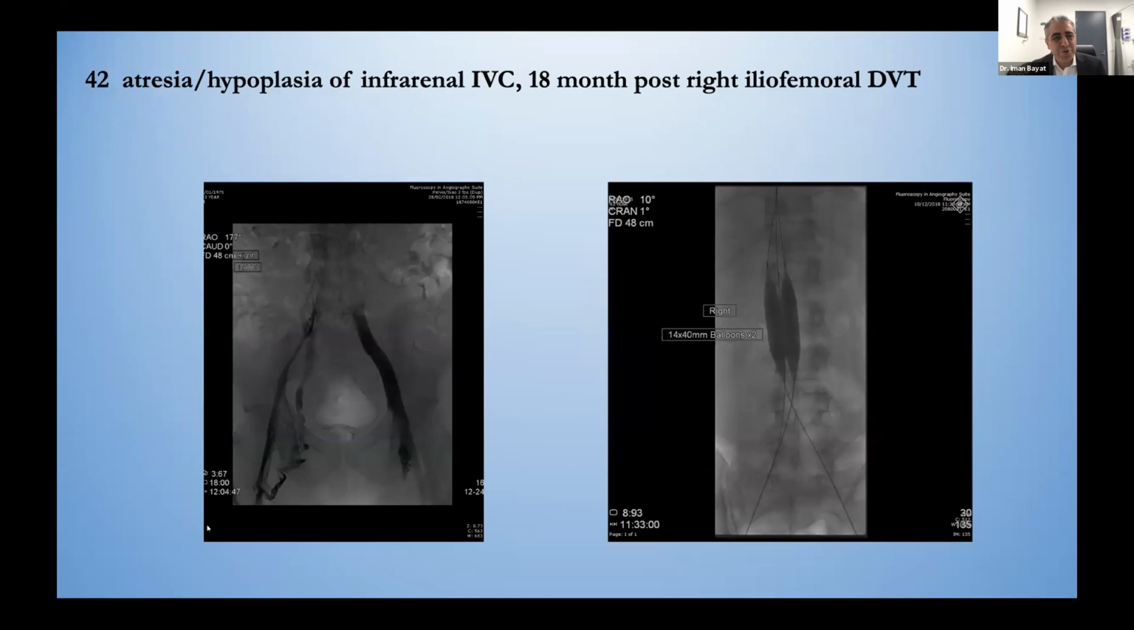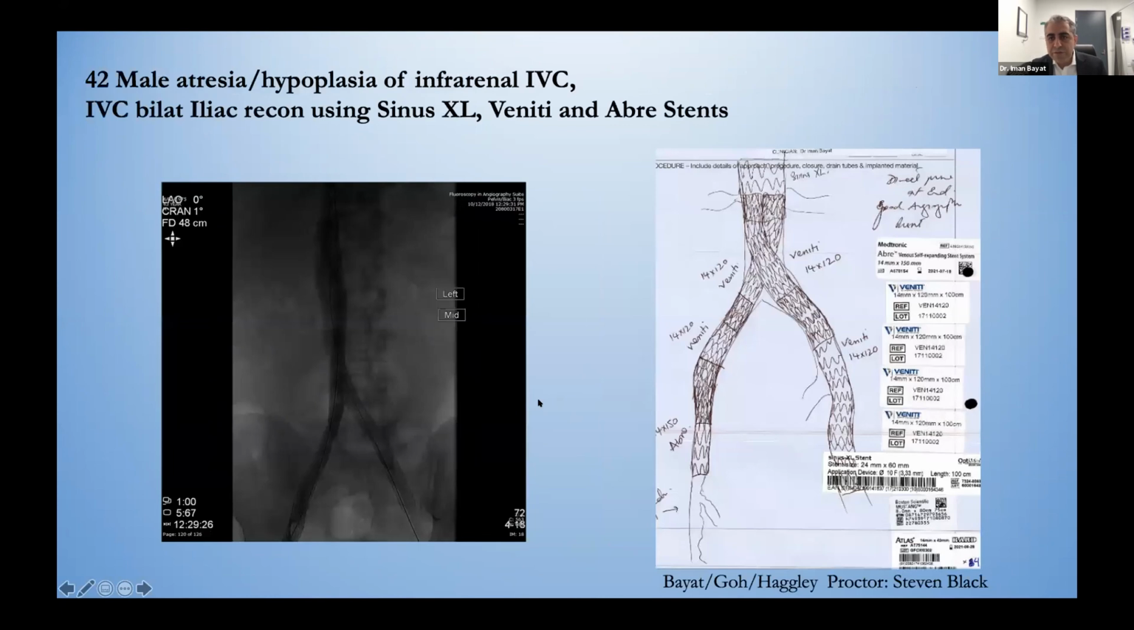This is a 42-year-old patient with atresia and hypoplasia of the infrarenal IVC, where we missed the boat initially. We didn't lyse his clot in time, and then he had to sit around for 18 months with fairly severe symptoms of venous claudication. Eventually we came to recanalize this, and we got access from both groins and the neck, snared the wires, and did kissing balloons, and used every stent known to man: the Sinus XL at the top, the Venitis kissing in it, and the Abre down below the inguinal ligament.